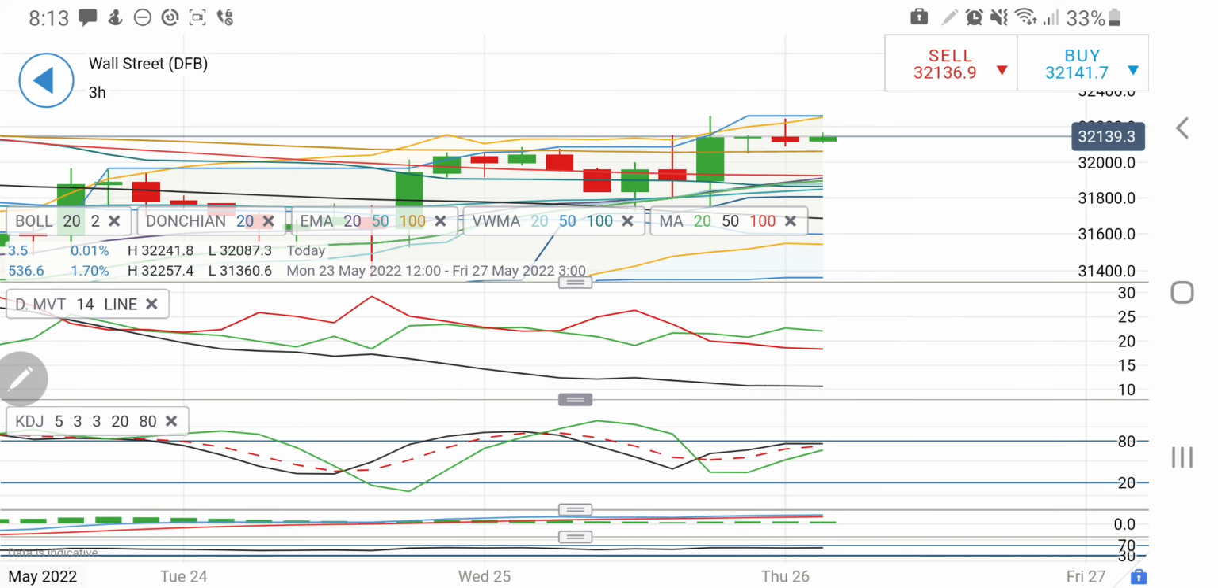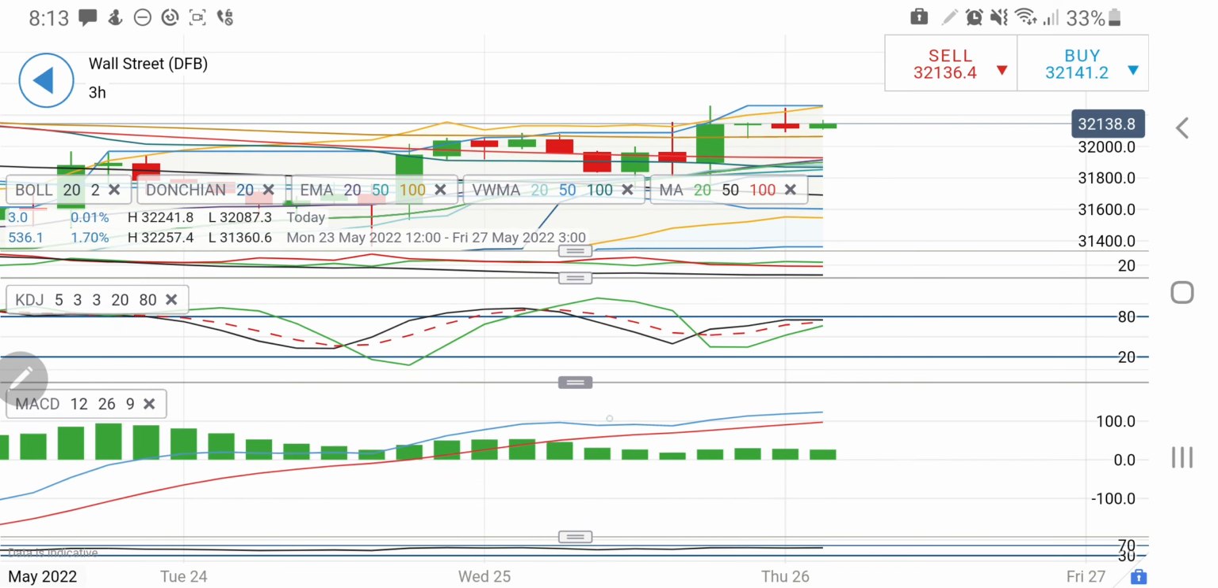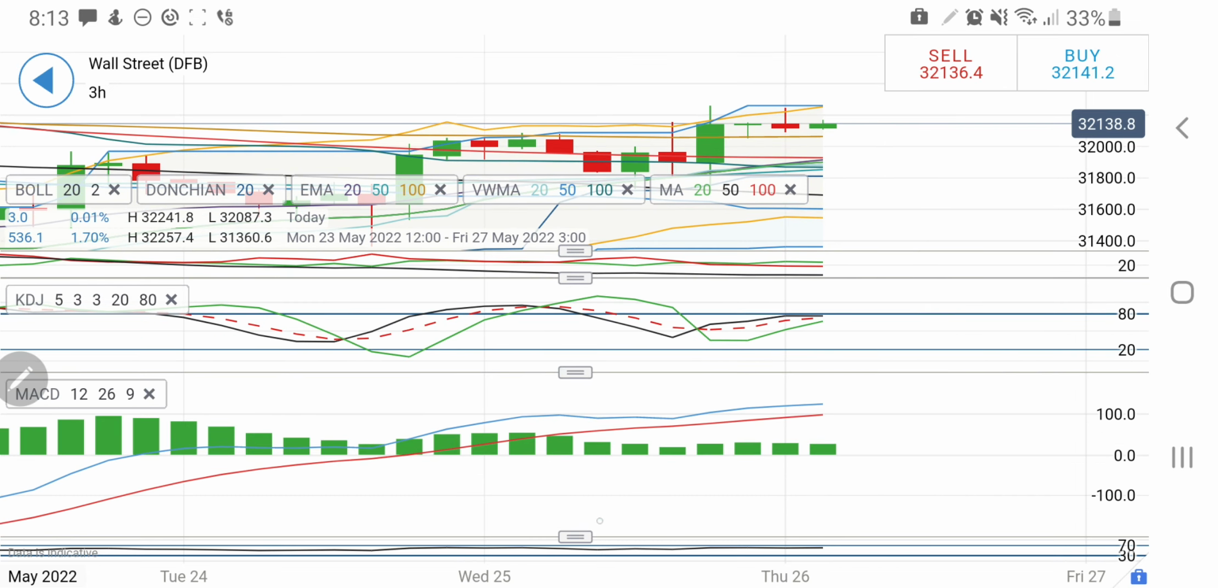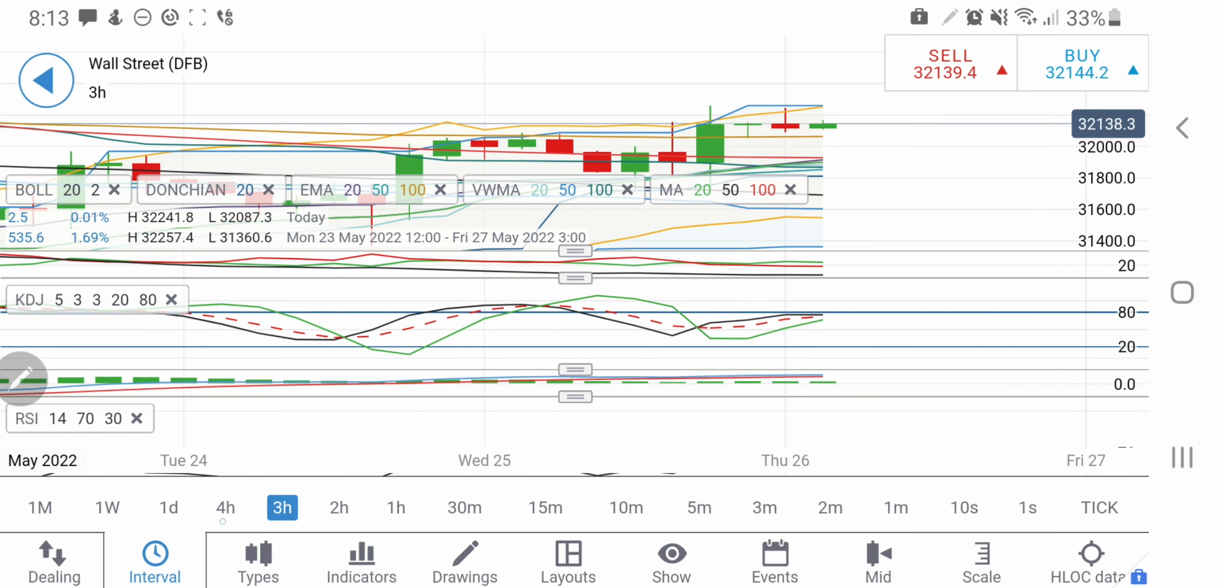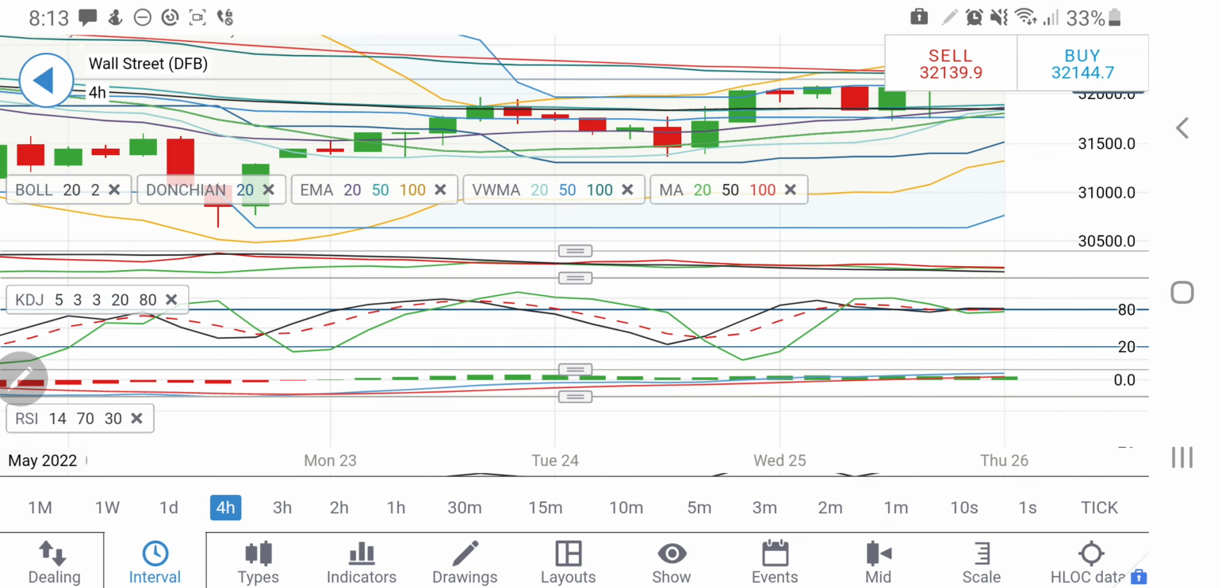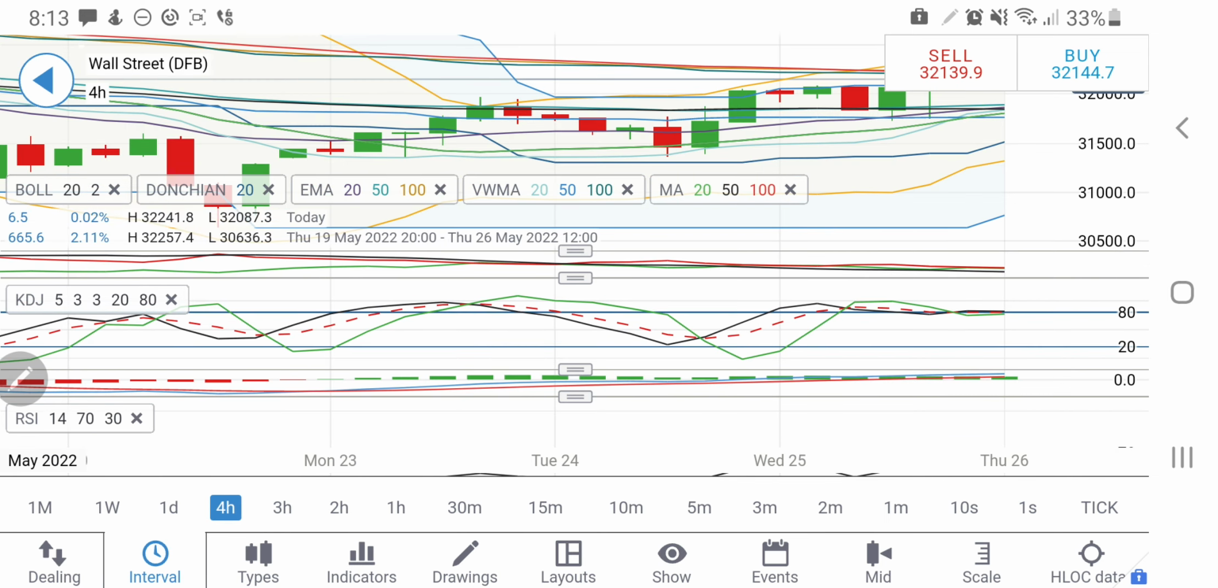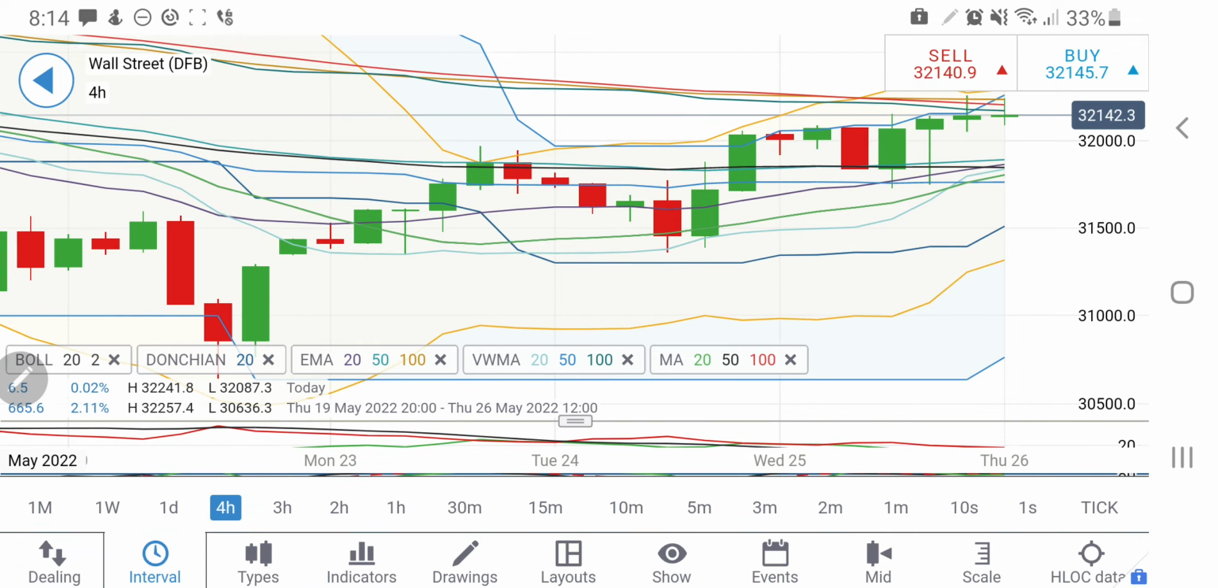Directional movement is bullish. Stochastic is near the top, and it is bullish there, and the MACD is also trading in green but trading flat, and RSI is also trading flat. So most of the indicators are trading flat with hardly any bias, but near overbought levels. Now look at the 4-hour charts.